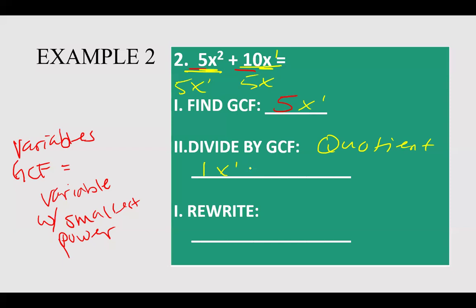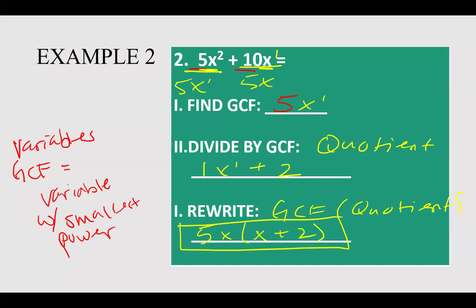10 divided by 5 is 2. And x divided by x is going to be 0. So my quotient is 1x plus 2. Your final factored form is always your GCF times your quotient. What was our GCF? 5x. What was our quotient? X plus 2. So my factored form would be 5x times x plus 2.